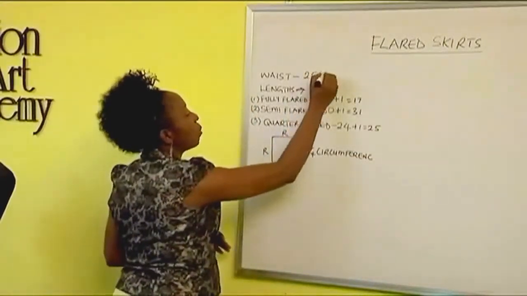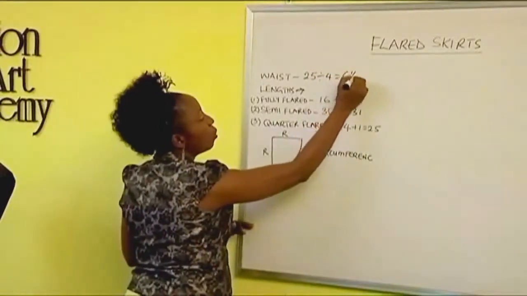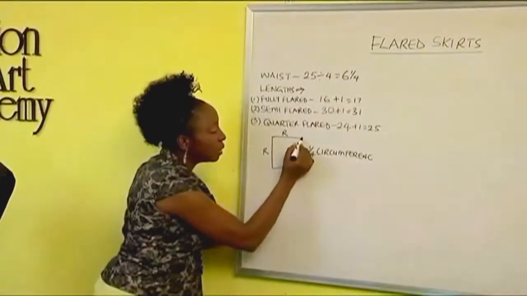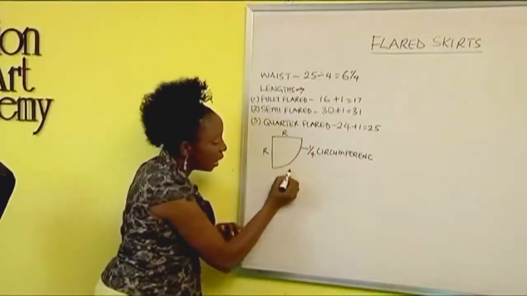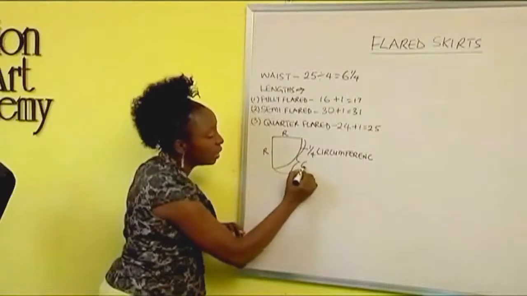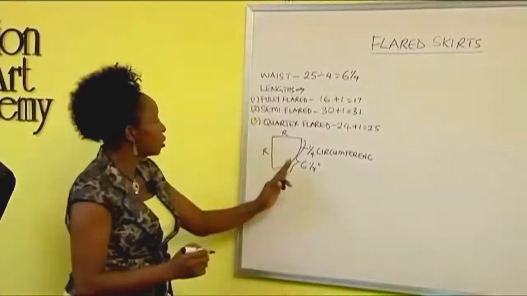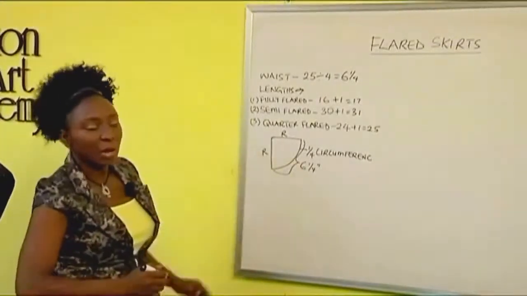Now if I divide my waist into 4, I'll get 6 1/4. That is what this place gives me. This arc I have here is already known. This is going to give me 6 1/4 inches. That is already known, but what I don't know is my radius.